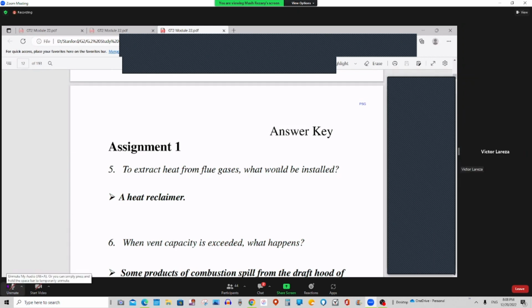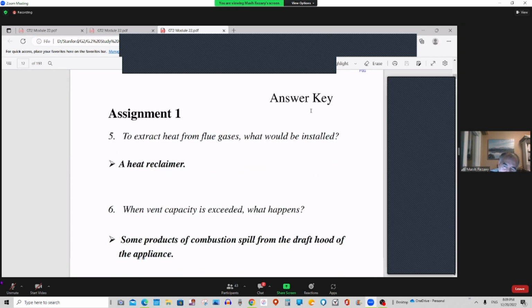Number 5, please. To extract heat from flue gases, what would be installed? A heat reclaimer. What does heat reclaimer mean? A heat reclaimer is a device that may be installed external or internal to the venting system to extract heat from the flue gases. Can we use it in residential? No, only in industrial, big industry.